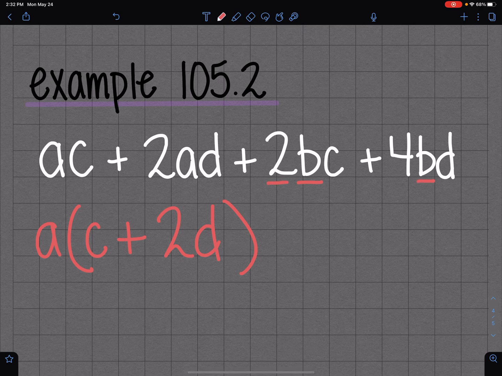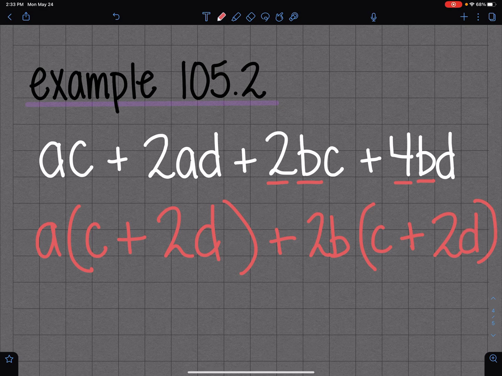So here's a b, and I'd have to pull out a 2, half of that 4, right? So it's going to be 2b, and then in the parentheses, let's see, it's going to be c plus 2d. Okay.